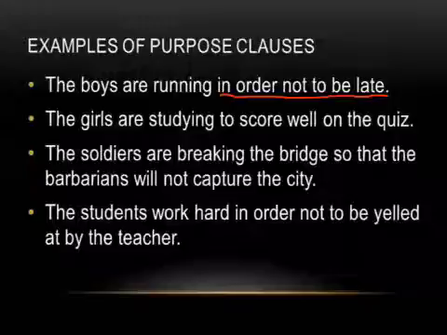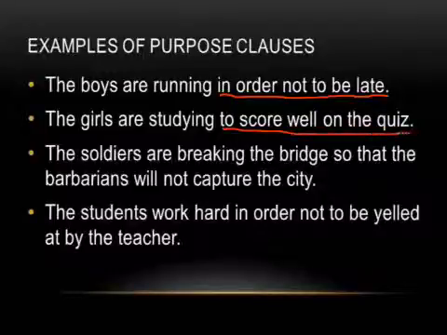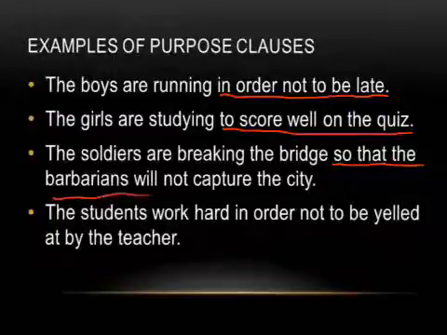The girls are studying, the main verb, the independent sentence, in order to score well on the quiz, the purpose, why they are studying. That would be the purpose clause. The soldiers are breaking the bridge. That would be, again, your main verb, your independent clause. So why are they breaking the bridge? And here comes our purpose clause, so that the barbarians will not capture the city.